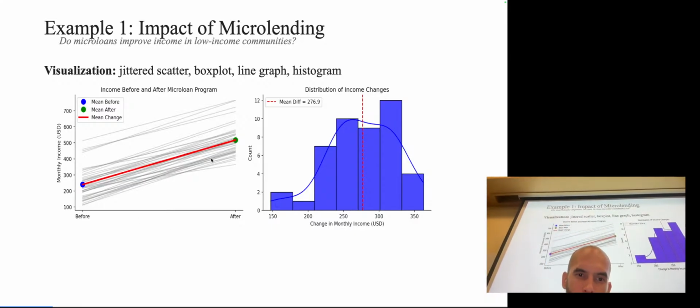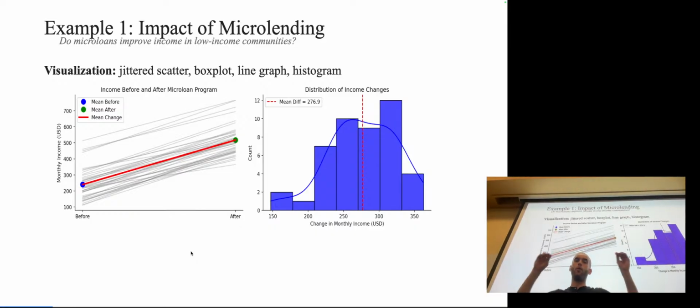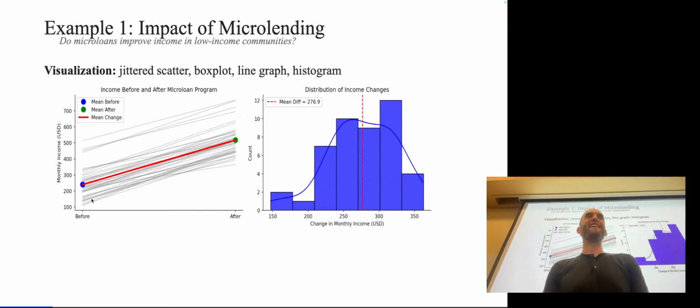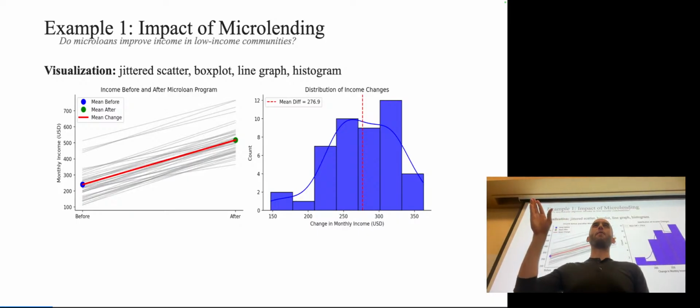So here, on the vertical axis, we have monthly income. And then on the horizontal axis, we just have a measure of time. So we have our before period and then our after period. And each of the individual households is represented by a line connecting their monthly average income before and after.